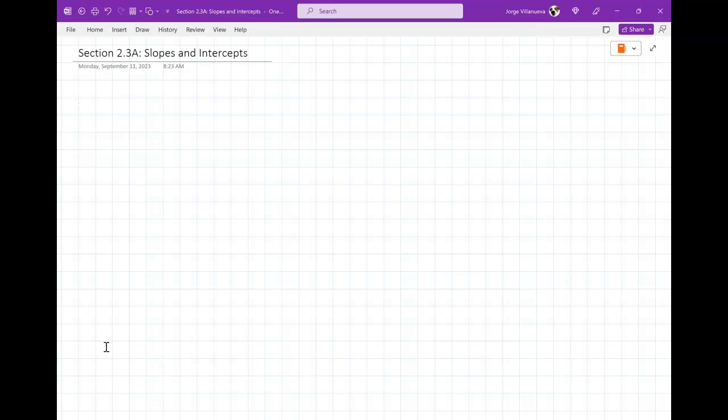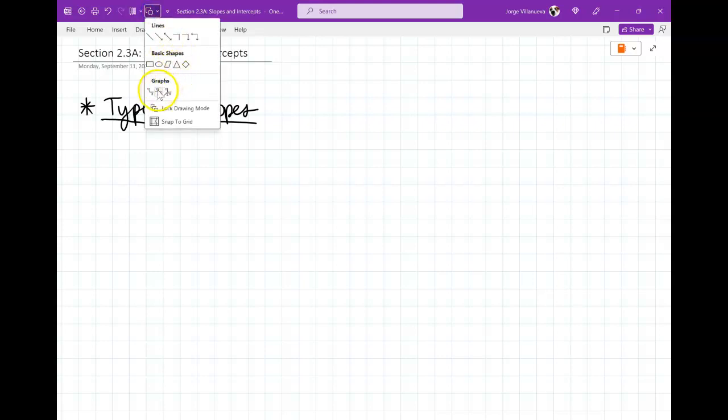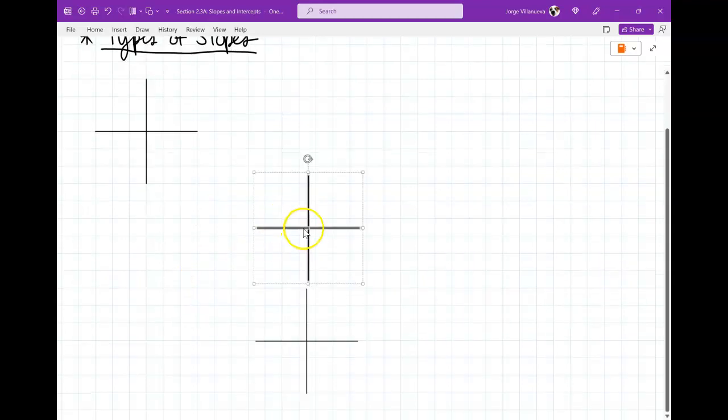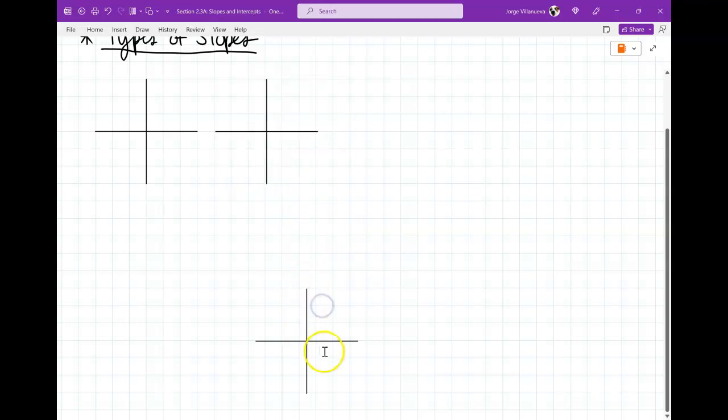But first off, let's discuss the types of slopes that you can see. So I'm going to draw four little graphs. Just X, Y axis, nothing major, real small. I'm not going to do anything big. Let me just line them up here. I'll do one more.